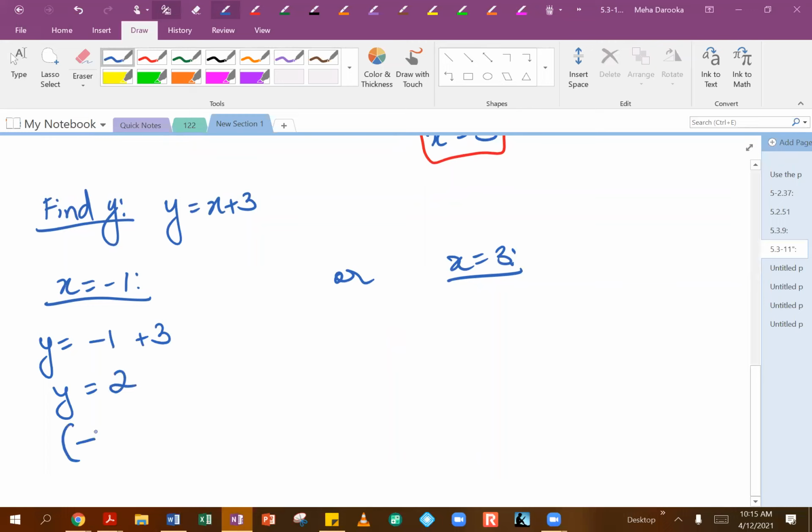So that ordered pair is going to be -1 and +2. And then what about the second x value? What's your y value for this guy? Alrighty, very nice. Yeah, you're just adding 3 plus 3. So y equals 6, and this will be our ordered pair 3 and 6.